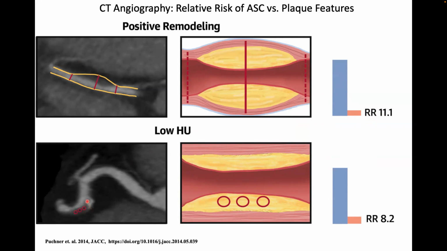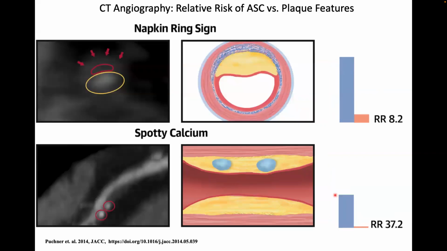Low Hounsfield unit in the plaque. Here, they measured Hounsfield numbers that are down in the fat as opposed to what it is in the muscle. That gives you a relative risk increase. These, I think, are all independent. They're not normalized out for the other risk that's in a multi-part model. Napkin ring sign, here's our low Hounsfield unit right next to the lumen. That also has risk, and spotty calcium has a risk. Now these are from 2014.